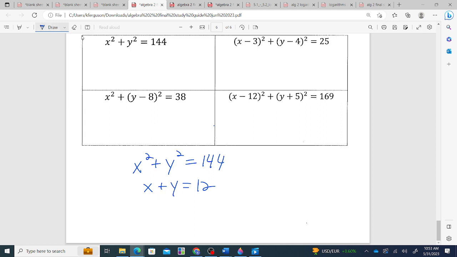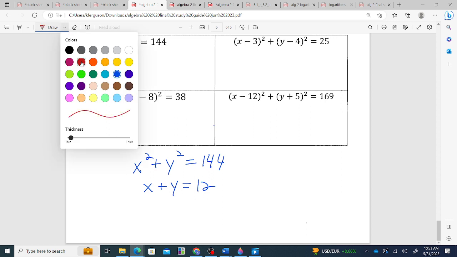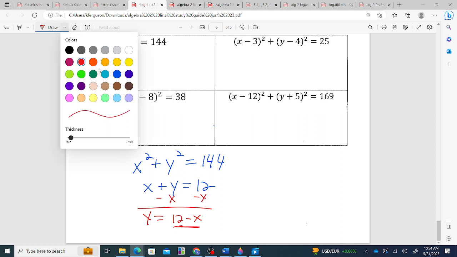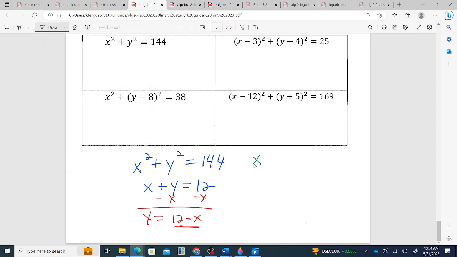So I'm going to take this second equation and make it y equals 12 minus x. And so then in my first equation, I'm going to replace y with 12 minus x. So I'm going to have x squared plus (12 minus x) squared equals 144.